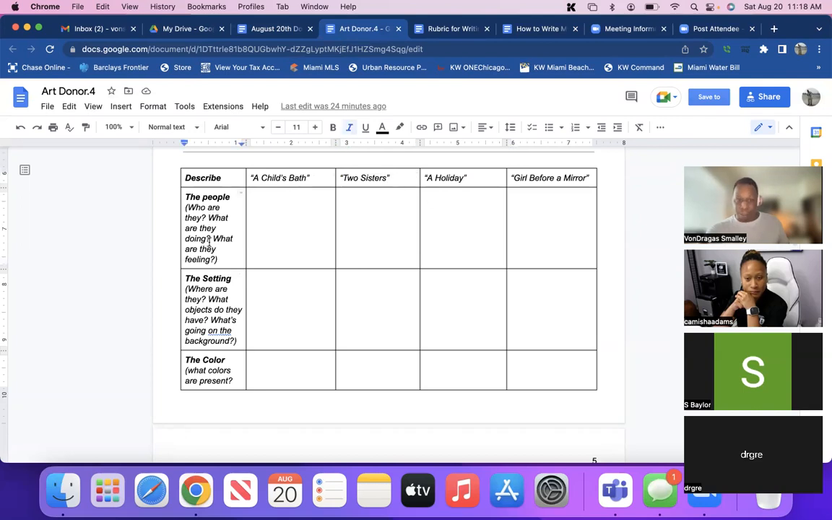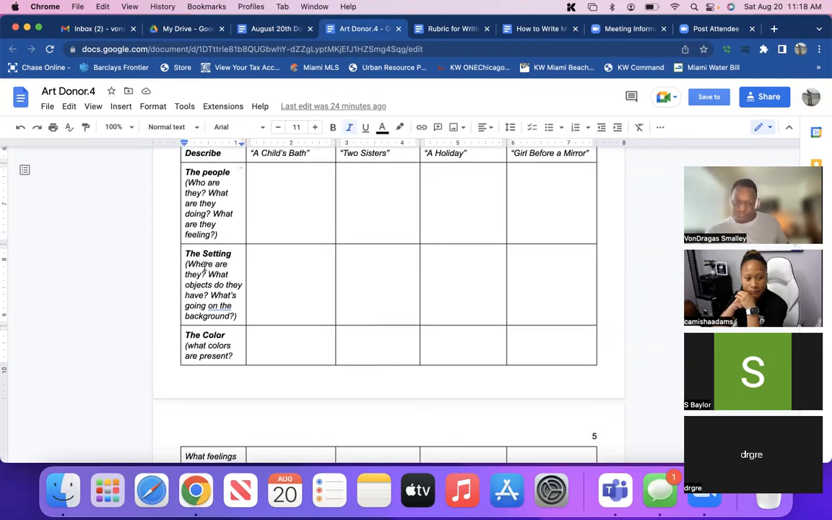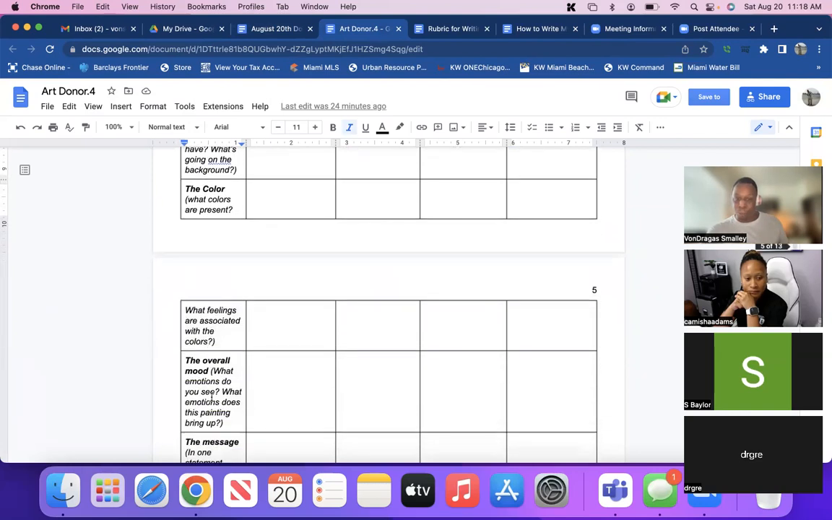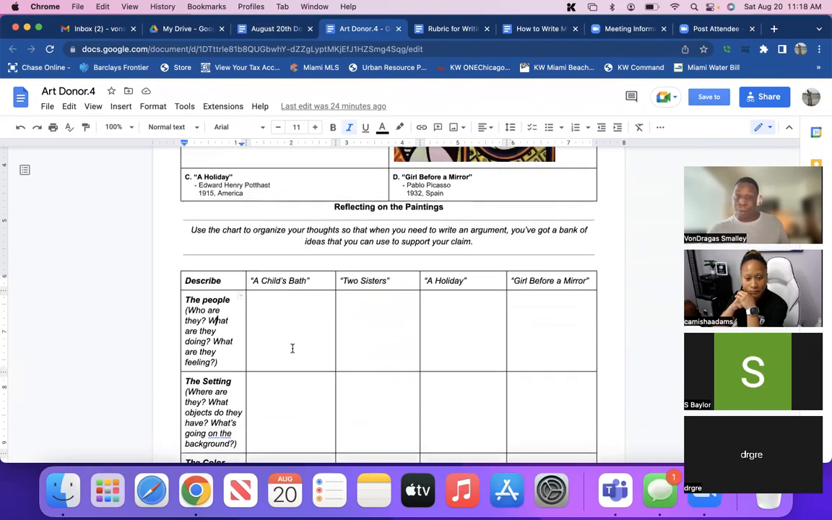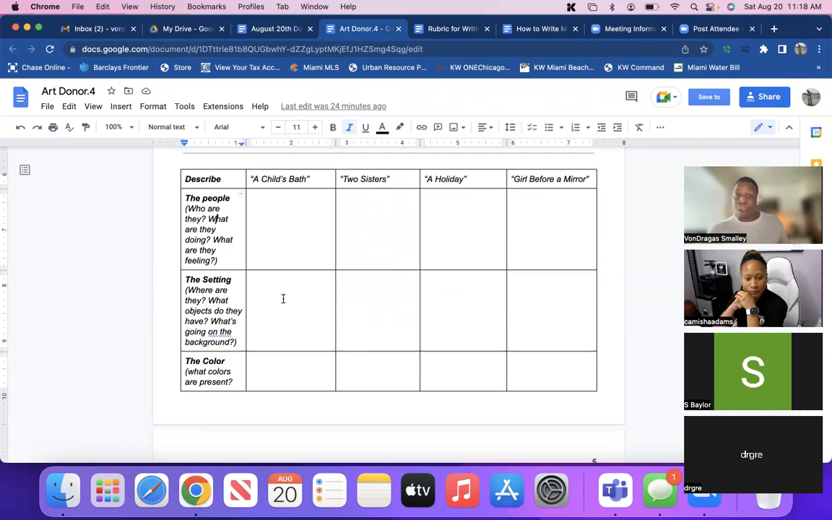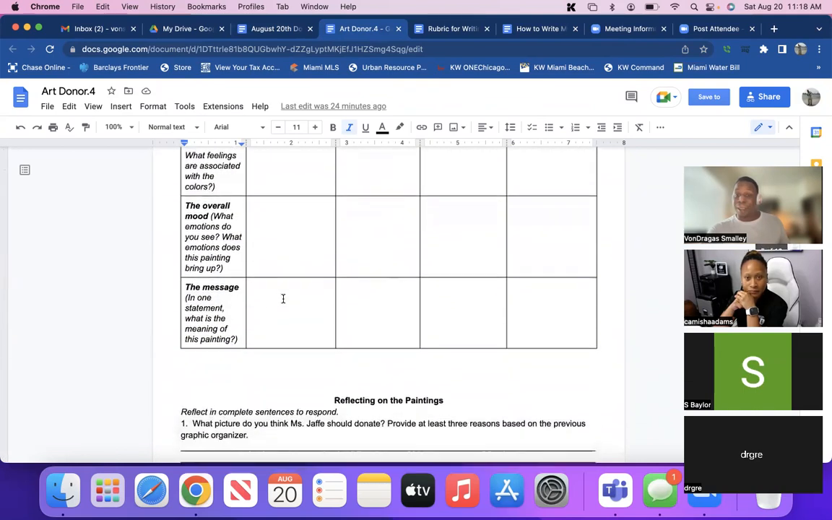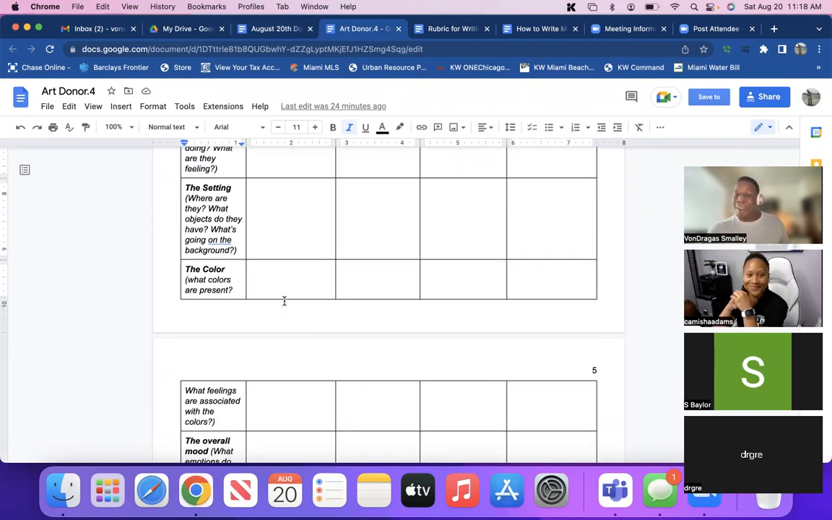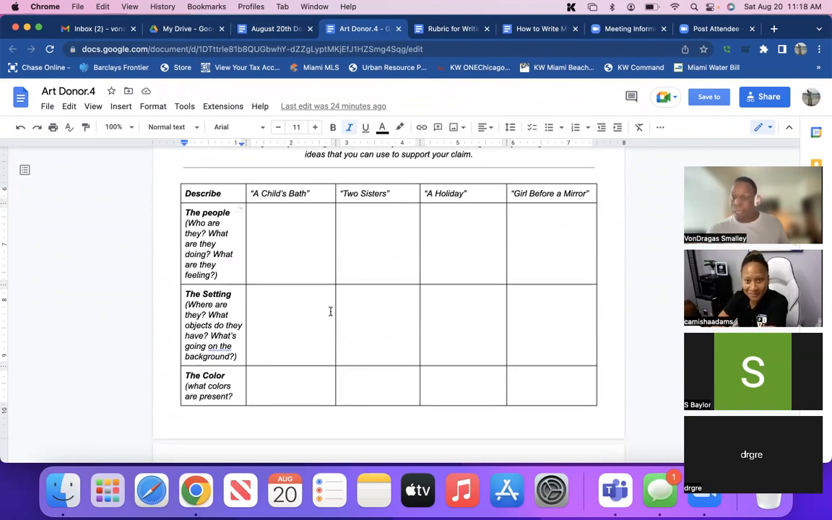We look at the people in the painting, and they're answering these questions. Look at the setting, the color, the mood. And what you'll realize is you'll wind up having all of your evidence for your essay already by us taking our time and putting it in this graphic organizer. So then you'll be able to go back, because you already typed up your evidence.